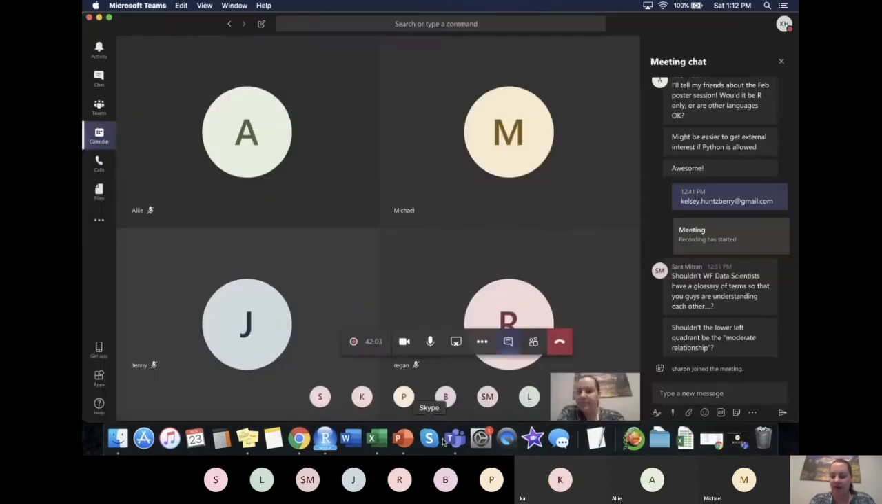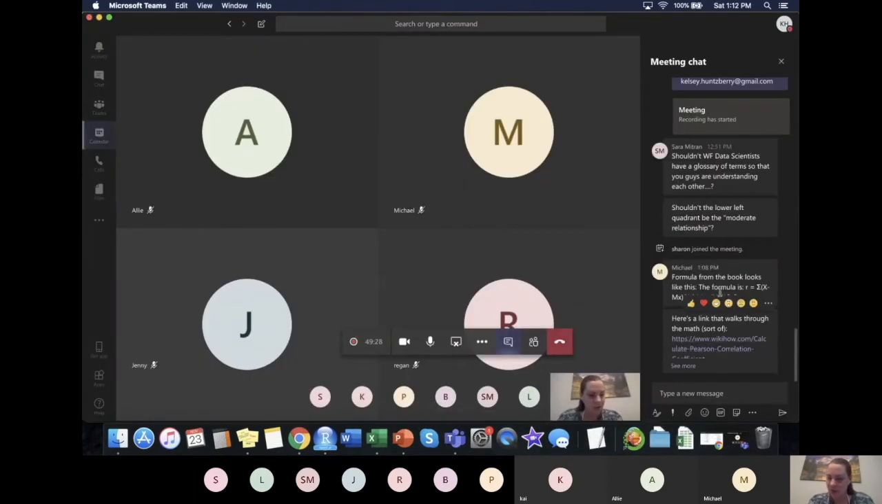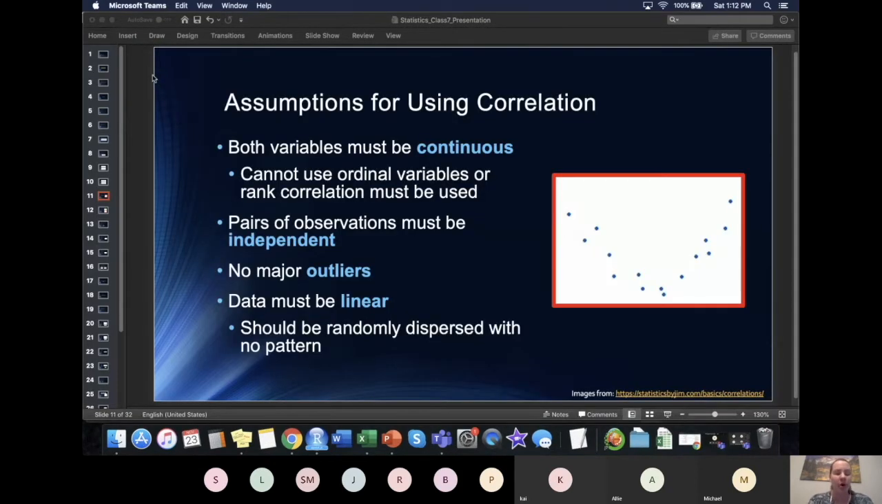And I think we have a question here. So, formula from the book. Yeah, I will definitely look at this later and try to explain if it's the same or how it's different, and we can clarify that.